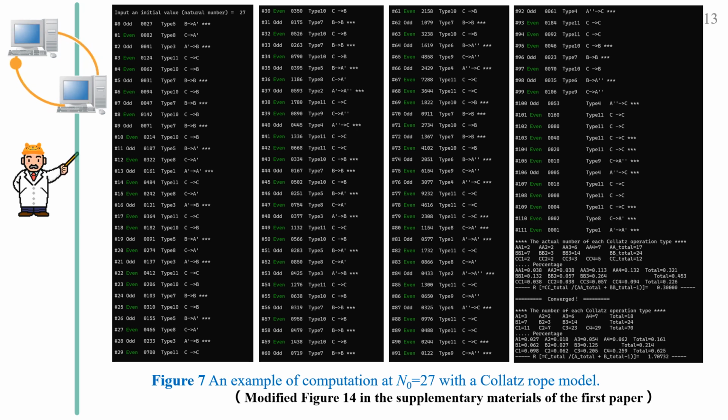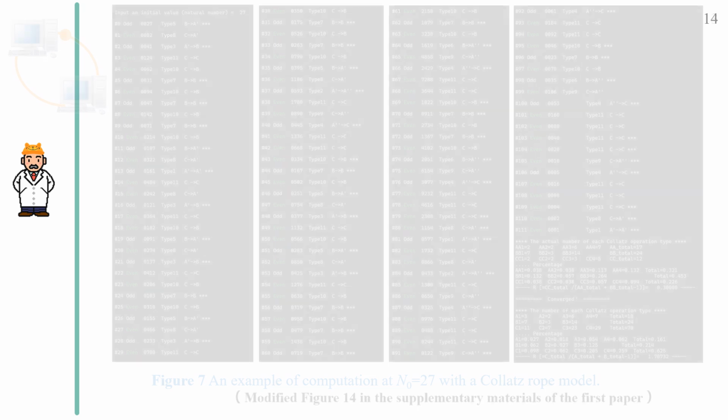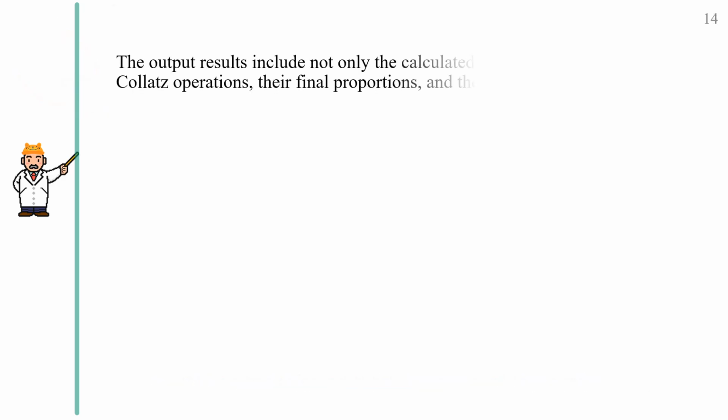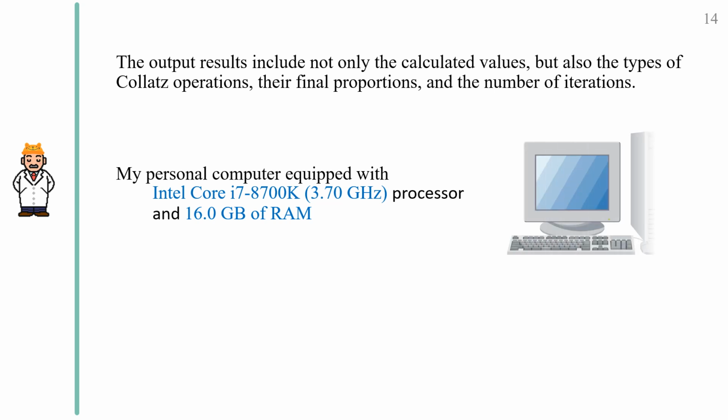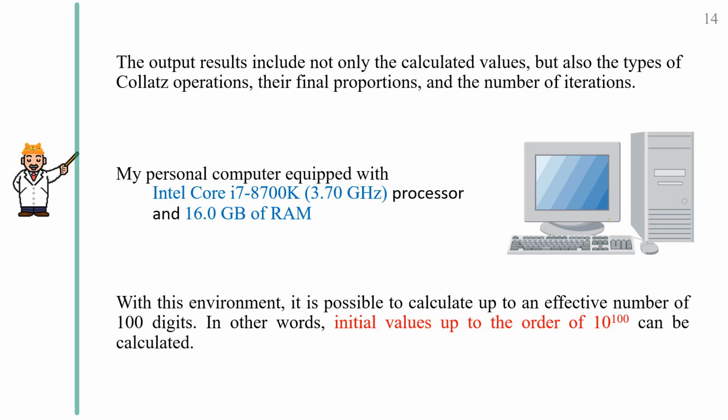The output results include not only the calculated values, but also the types of Collatz operations, their final proportions, and the number of iterations. I use a personal computer equipped with the following processor and 16 gigabytes of RAM. With this environment, it is possible to calculate up to an effective number of 100 digits. In other words, initial values up to the order of 10 to the power of 100 can be calculated.